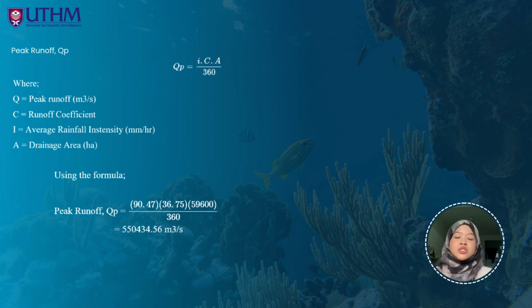The last step is we need to find the peak runoff QP, and the equation is QP equals I multiplied by C multiplied by A and divided by 360. By using the formula, the answer that we will get is 550,434.56 meter cubed per second.